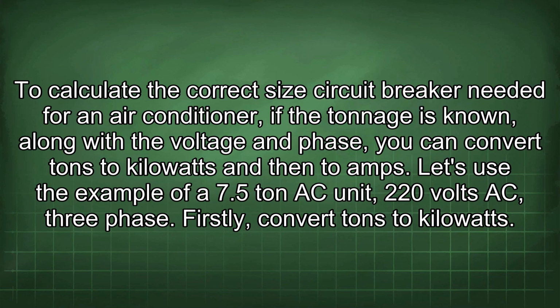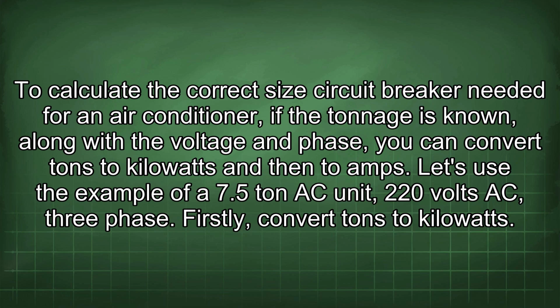To calculate the correct size circuit breaker needed for an air conditioner, if the tonnage is known, along with the voltage and phase, you can convert tons to kilowatts and then to amps. Let's use the example of a 7.5 ton AC unit, 220 volts AC, 3-phase.